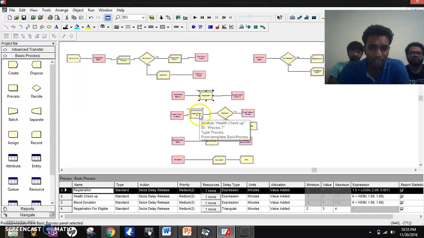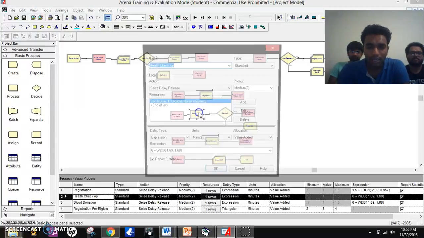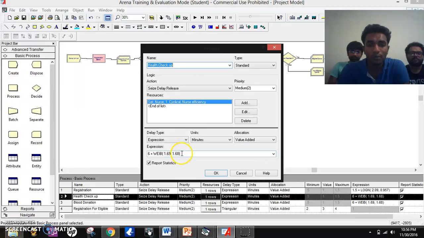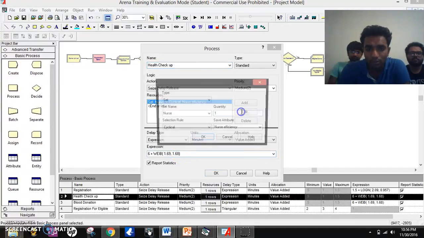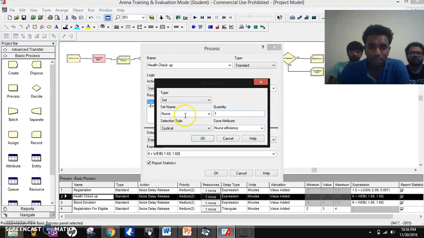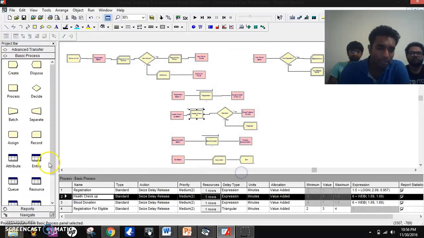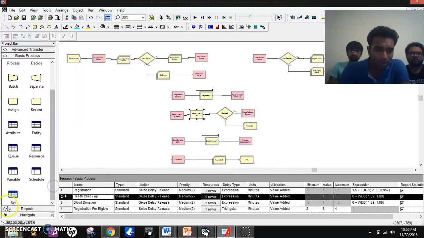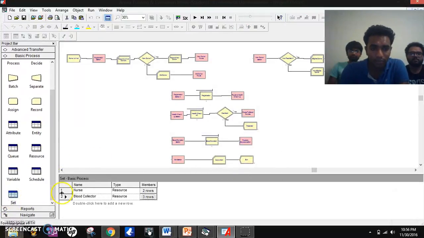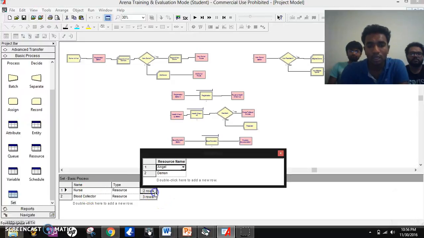After registration they come to the health checkup. For the health checkup we use a 6 variable 1.7 1.68 expression, and we also use a set of two nurses for the health checkup. Here is the set of two nurses, you can see here, nurse resource 2, Angel and Damon.